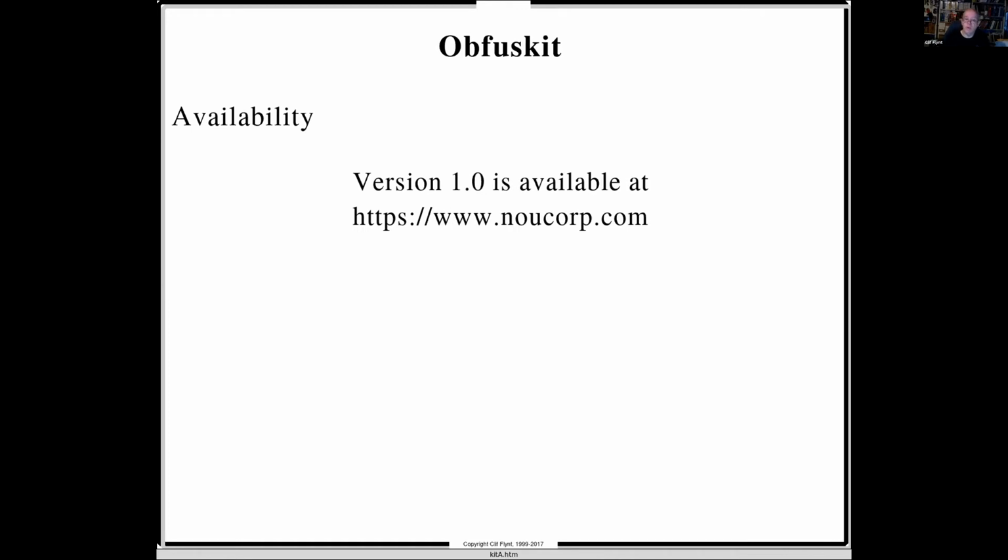Availability, 1.0 is out now. It's sitting on my NewCorp site. You can download it. It might even build for you. And maybe not. So if there are any questions, I think they're going to have to go in the Q&A window.